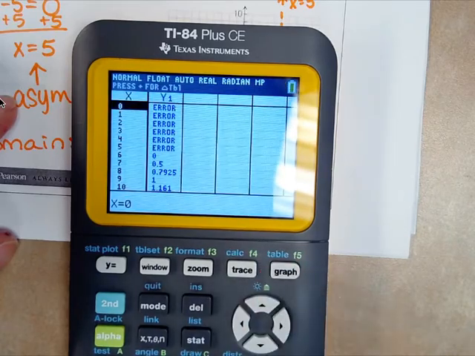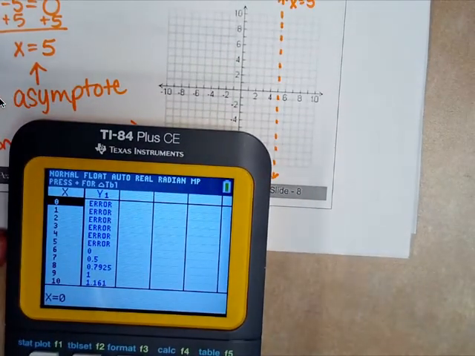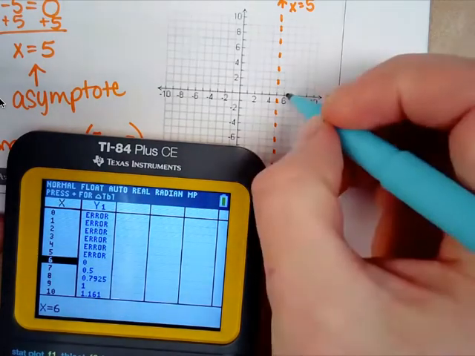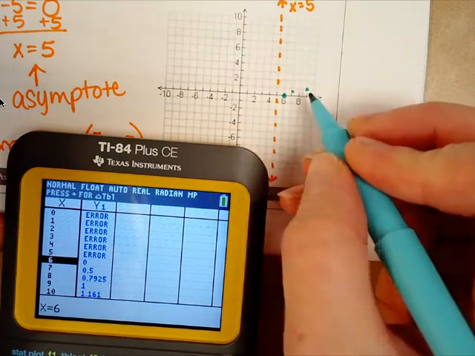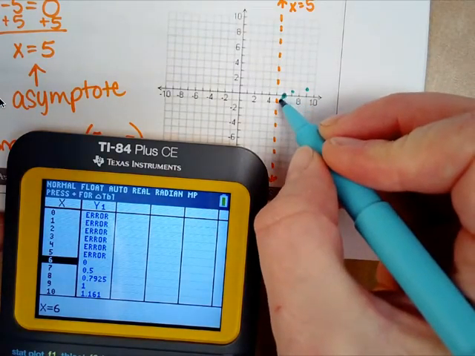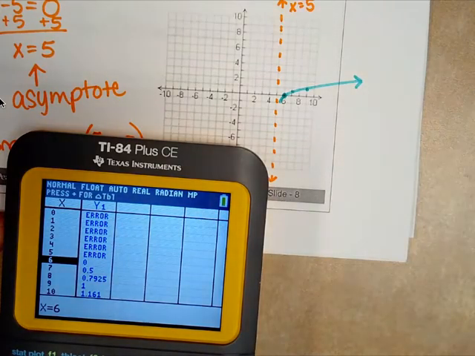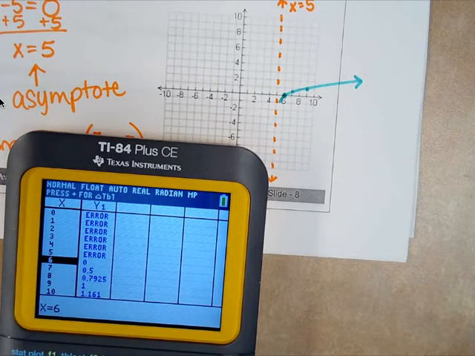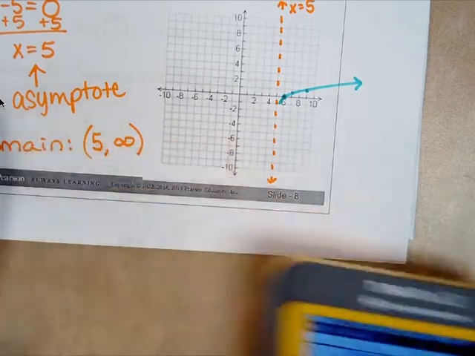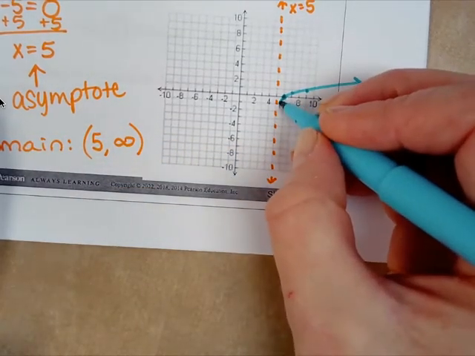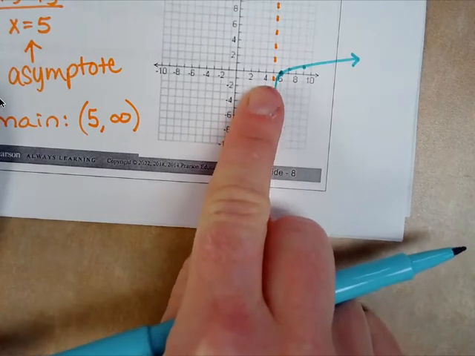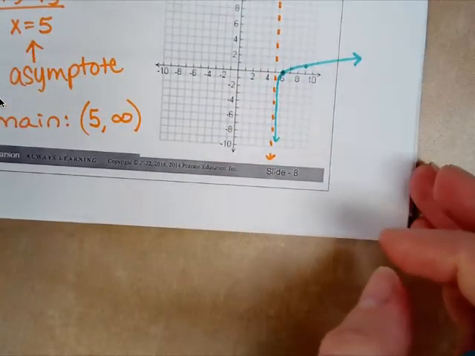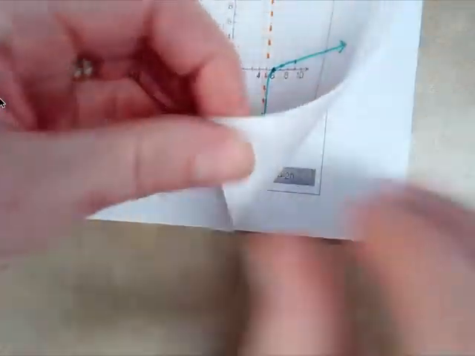So let's go to our table of values. It's going to be, say, 6, 0, 7, half. Let's go 9, 1. Just kind of like that. So it can get closer and closer to 5 without touching. All right, let's keep on going.